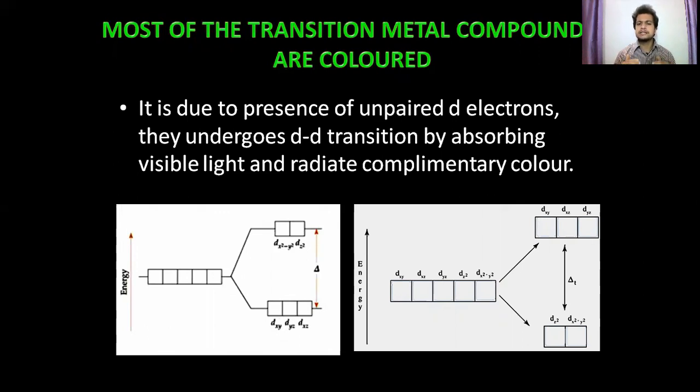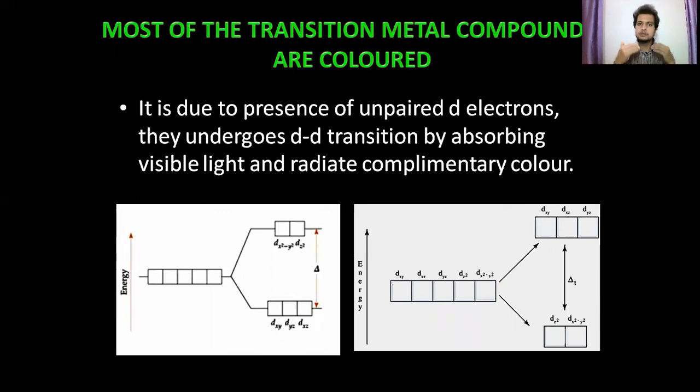So what happens in this class of compounds is that once the ligand approaches the metal ion, the d orbital of the metal ion splits into two sets. In case of octahedral, we call the lower energy level t2g and the higher one eg. In case of tetrahedral, the lower one we call e, and the higher one we call t2.